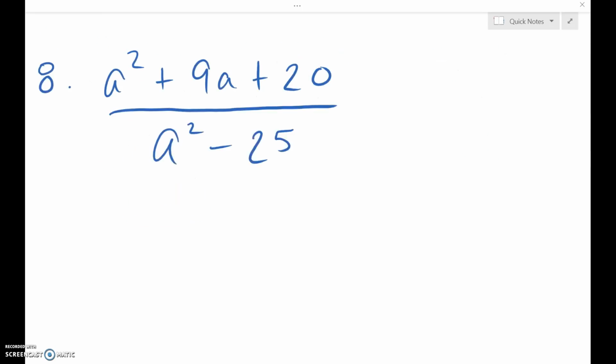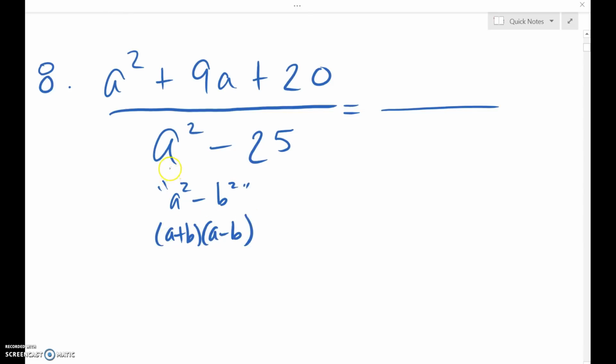All right, taking it up one more level on you. Now I've got to try to factor a trinomial quadratic on the top and a special case difference of two squares on the bottom. So the difference of two squares is going to probably be a little bit easier for you. This is another one of our scenarios, the a squared minus b squared. A squared minus b squared factors as a plus b, a minus b. And in this case, my a value is actually going to be a.